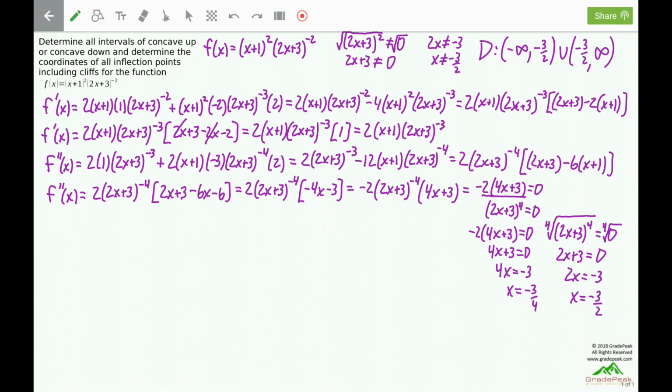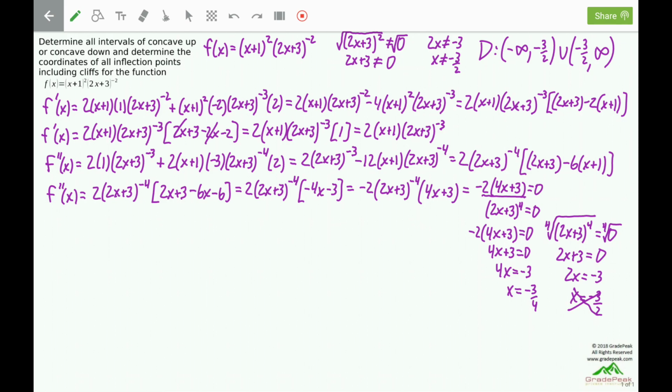We will now check to see which of these are in the domain. The domain is all real numbers except negative 3/2. Negative 3/4 is a real number. It's not negative 3/2, so it is in the domain. We keep it. It is a candidate number. Negative 3/2 is not in the domain. We cross it out. So we have one candidate number.